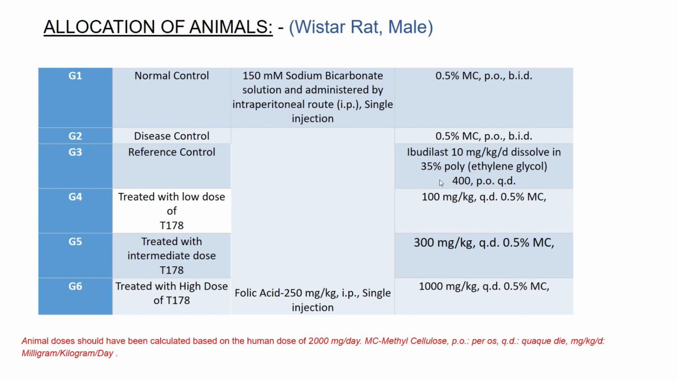We will take ibudilast 10 mg per kg, and we have to dissolve it in 35% polyethylene glycol 400, given per oral. And our drug dose depends on you, what your drug is and what its per kg human dose is, and as per your dose you can take your drug concentration. We will go to the next slide.